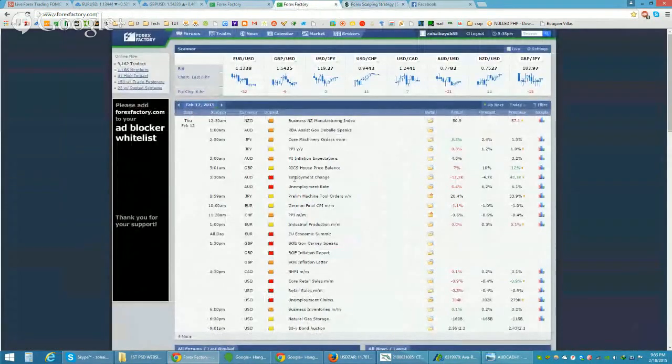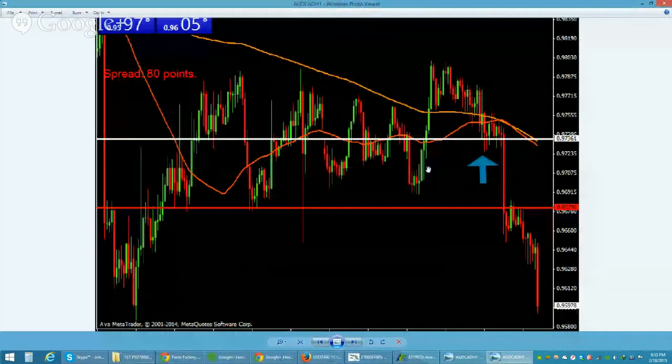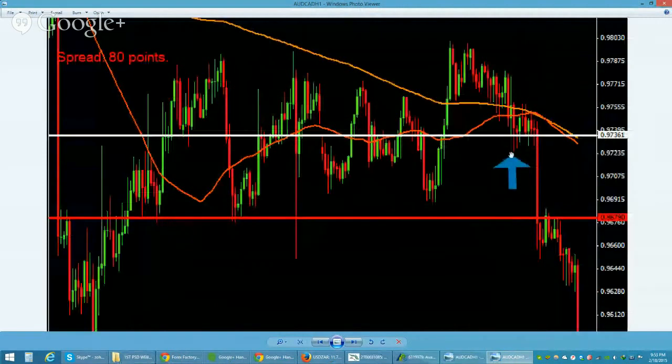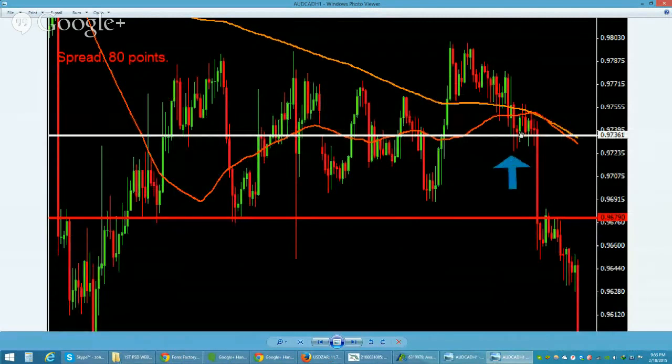This was on the 12th of February. We had the Australian jobs report, and as you can see there, just before the report, I'll show you what I did. This is a chart of Aussie Canada on the 12th of February for 1 hour. I bought the Aussie CAD with a stop loss of about 40 pips, right at where this blue arrow is. And so I waited for the news event and it came down and hit my stop, which was about 40 pips away.